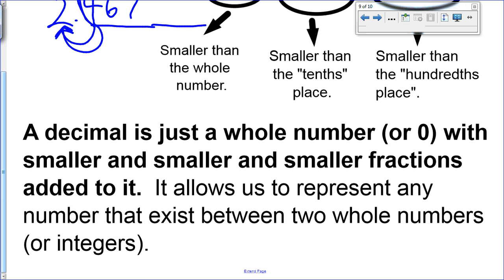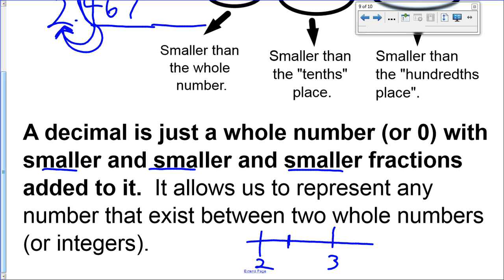So that is the main point. A decimal is just a whole number or a 0, any integer, with smaller and smaller and smaller fractions added to it. That's how we tell how big our number is. That's how we need to think about it. That's how we tell where it would be between 2 and 3 on a number line. It'd be somewhere in there.